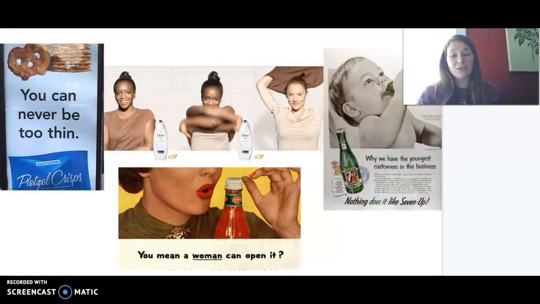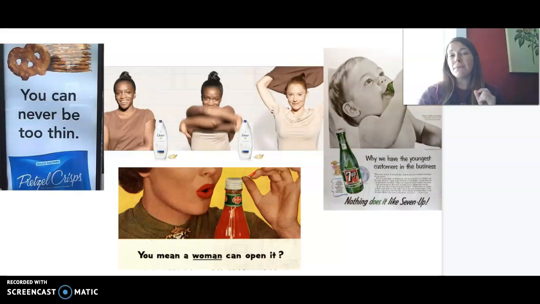The next one you see down below, it says, "You mean a woman can open it?" That is what we call sexist, which means that they are making fun of people because of their gender. They're picking on women saying, "Oh, they're not strong enough to open a ketchup bottle." And that's rude. It's really offensive. They might try to come off as funny, but to me, that's not funny at all.